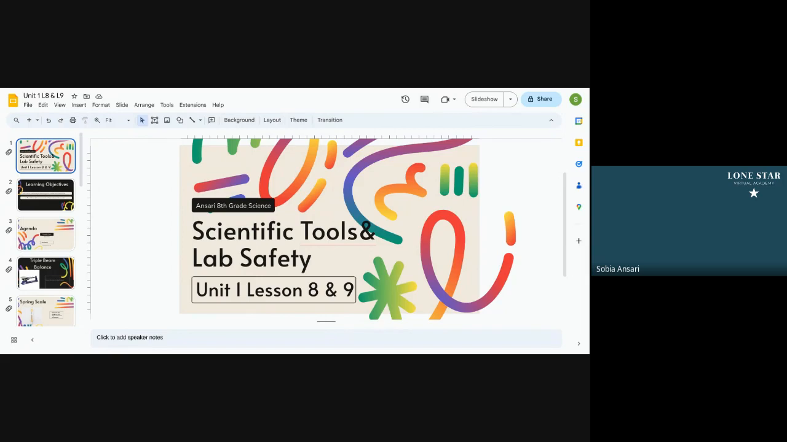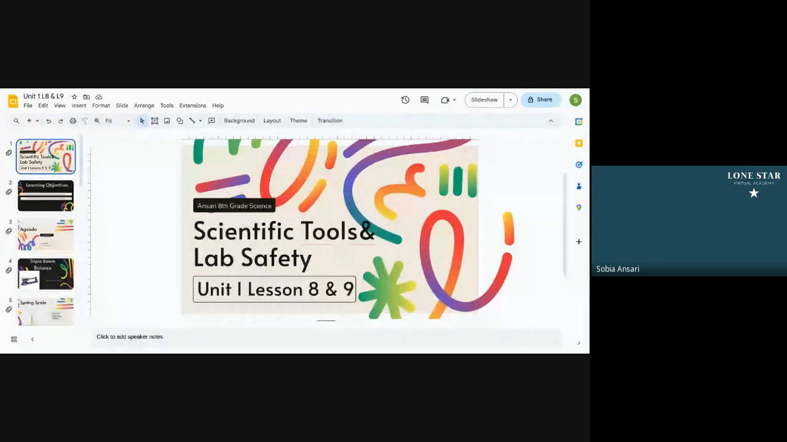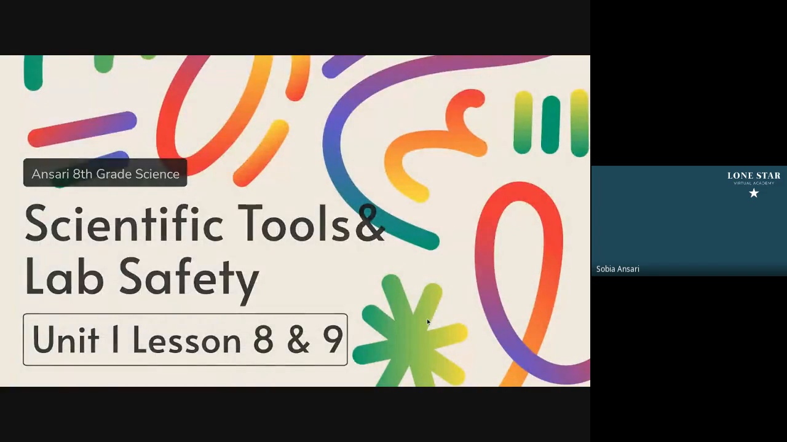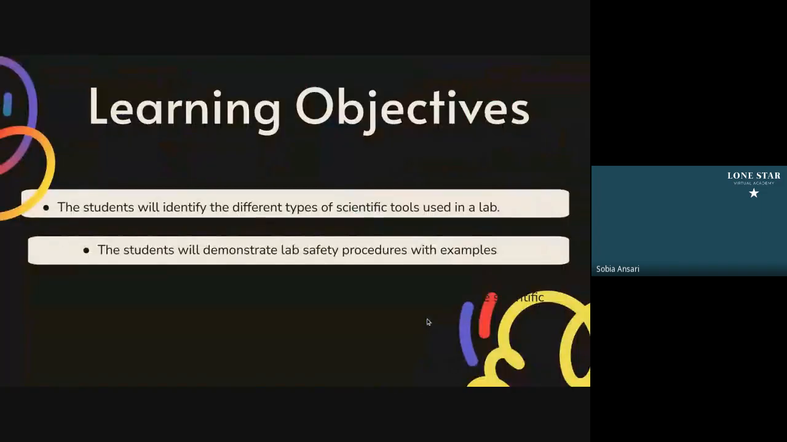All right, hello everyone. Today we are going to be going over scientific tools and lab safety. So let's get started. Our learning objectives for today are the students will identify the different types of scientific tools used in a lab, and then the students will demonstrate lab safety procedures with examples.